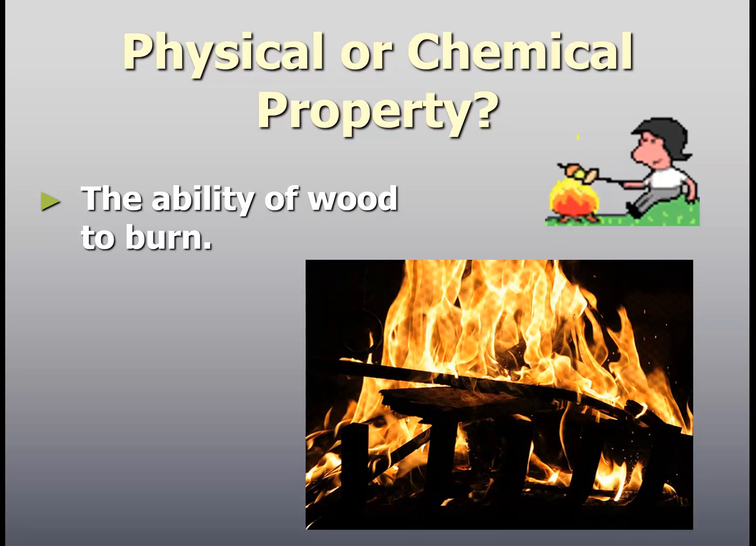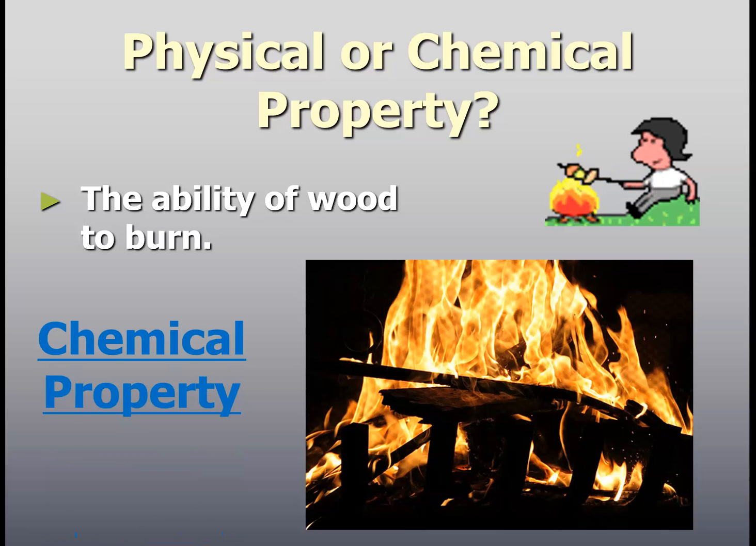The ability of wood to burn. Is that physical or chemical? Write your answer in your notebook. Because the wood is reacting to heat and oxygen, and it's changing its form, and it's going to become ash, this actually is a chemical property. Because the wood is technically changing forms.